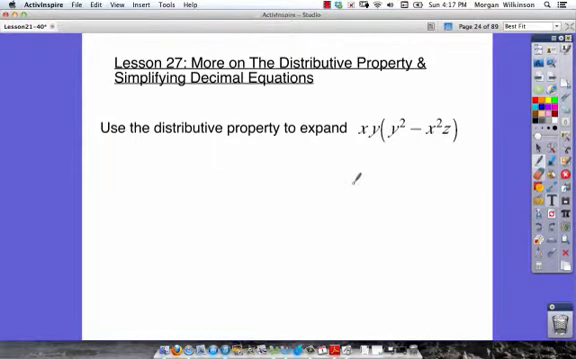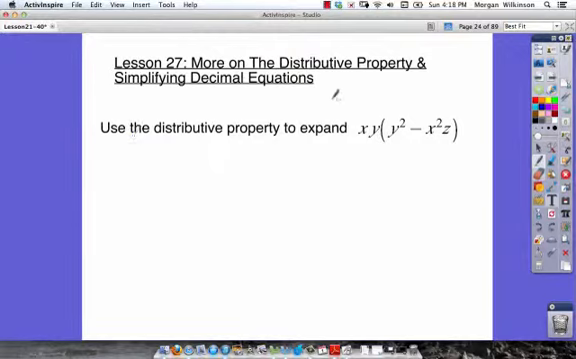Lesson 27 is called More on the Distributive Property and Simplifying Decimal Equations. So we have two parts in this lesson, and we're going to start with that distributive property part. The first problem says, use the distributive property to expand xy times y squared minus x squared z.